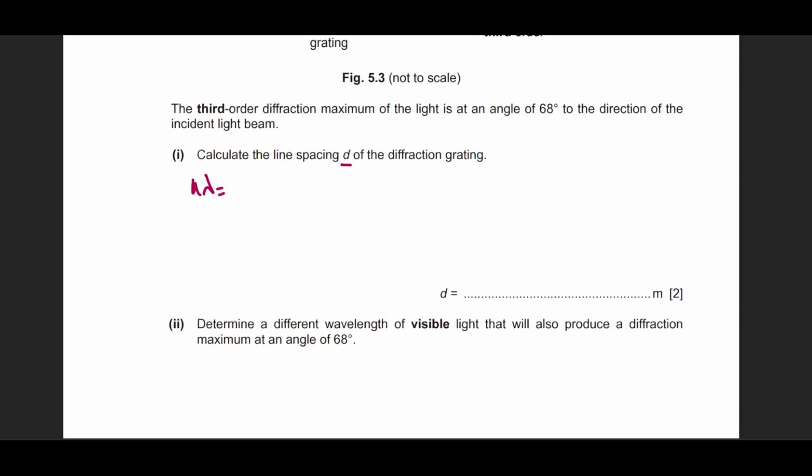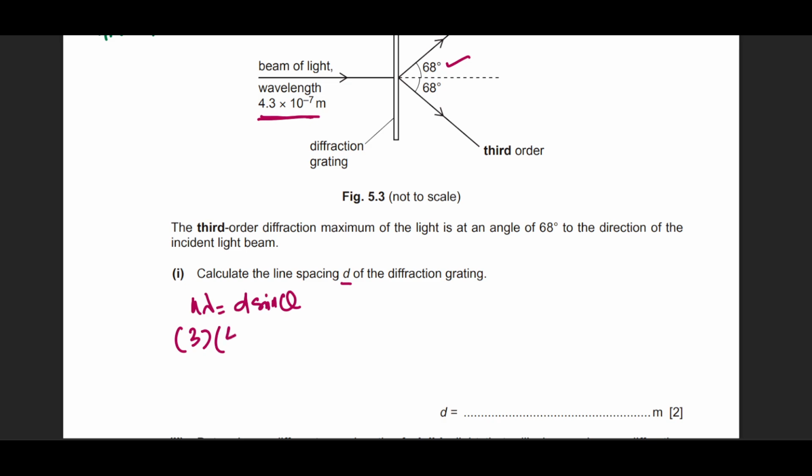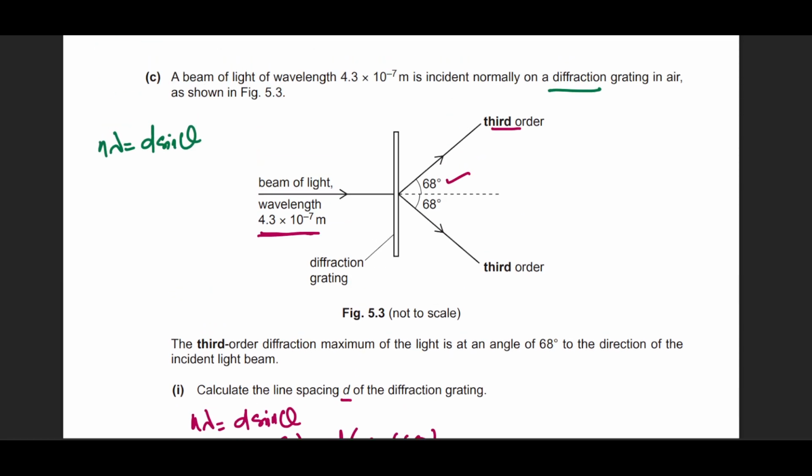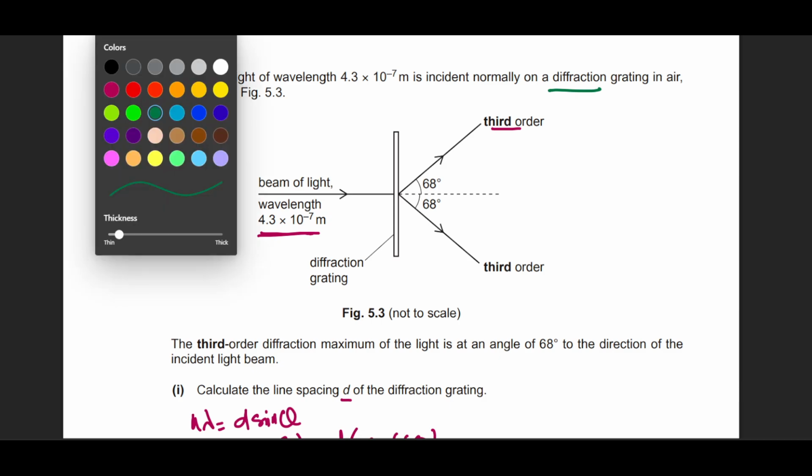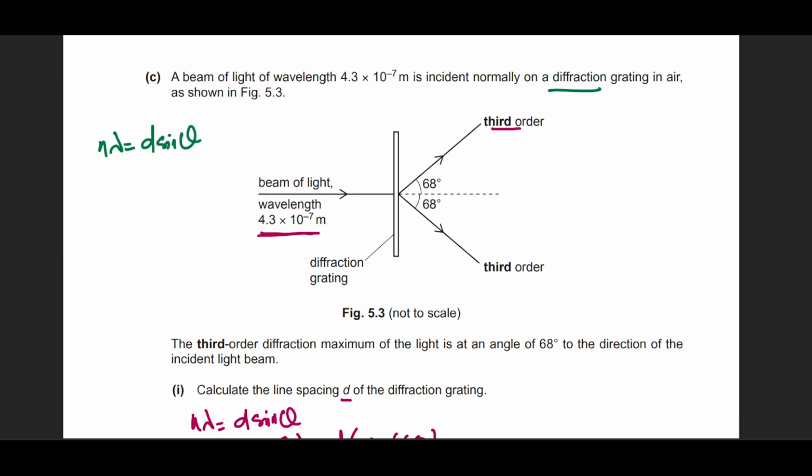So n lambda equals d sine theta. So n is 3, the order of diffraction. What's the wavelength? 4.3 into 10 raised to the power minus 7 equals d, which is what we want to find out, and sine theta is 68 degrees. Also remember that in these questions, sometimes the examiner tries to trick you by mentioning that the whole angle is 120 degrees. What will you do then? You'll have to divide this into two parts, so you only consider the angle of one single side. Luckily over here, he's already mentioned the angle for one side, but sometimes he does not do that.